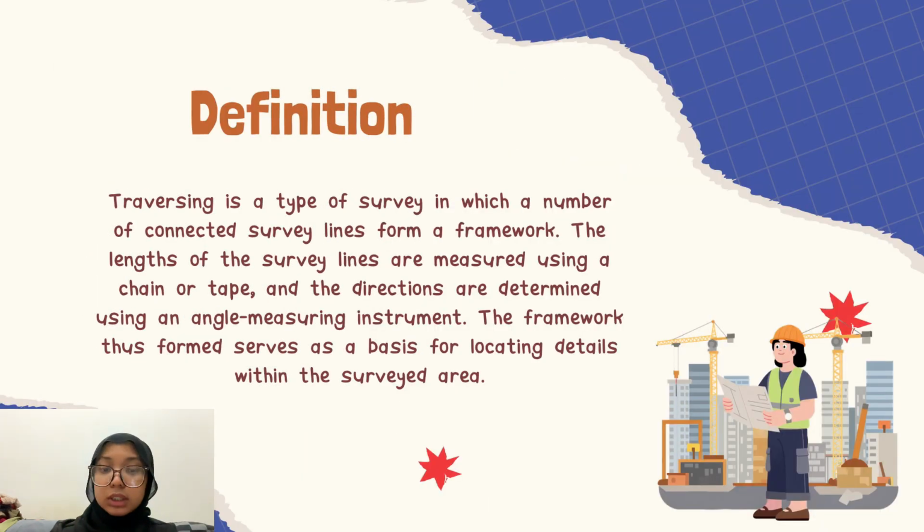What is traverse? Okay, the definition of traversing. Traversing is a type of survey in which a number of connected survey lines form a framework. The length of the survey lines are measured using a chain or tape, and the directions are determined using an angle measuring instrument. The framework thus serves as a basis for locating details within the survey area.